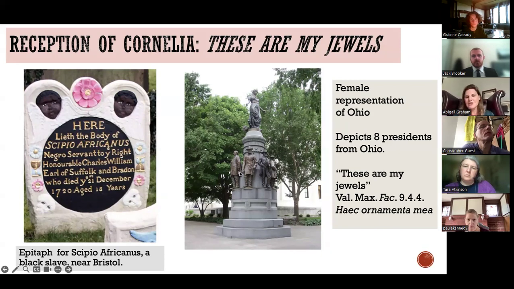So beneath the statue in Ohio are 8 US presidents. When it was dedicated, there were only 5. So they've had to squish them all together on the monument now. And then what you also have is this epitaph found near Bristol for a slave whose name was Scipio Africanus.